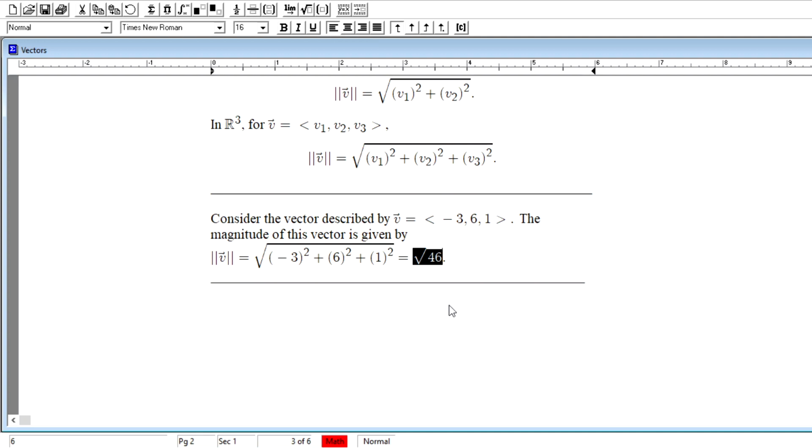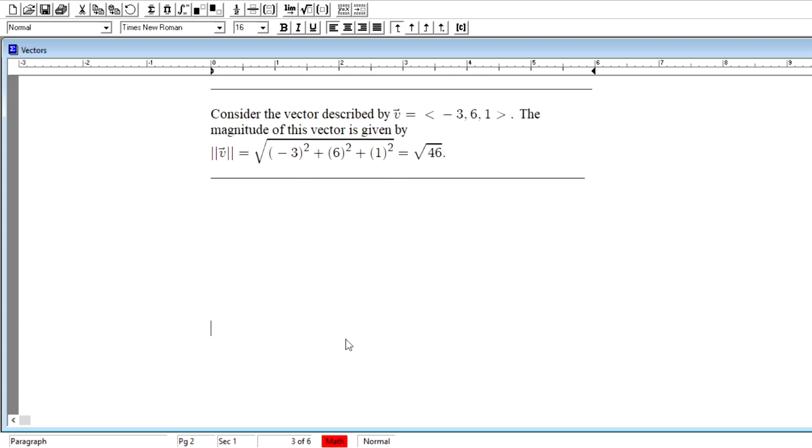Now, does that simplify? I do not think so. I don't think that breaks down into any sort of prime factorization. So the square root of 46 is a good answer there for the magnitude of that vector. And that is just the calculation seen above.